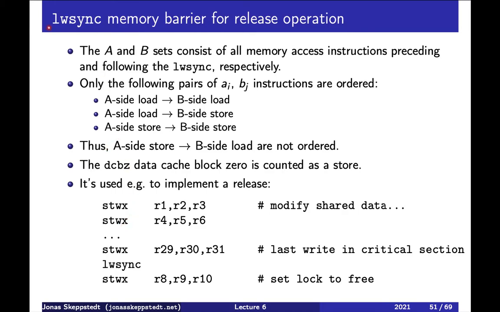A lightweight sync can be used for a release. These instructions are ordered, meaning in particular that no store after the lightweight sync is allowed to move to before the sync. So if we modify some shared data with just normal store instructions, store word X means that the address that should be modified is the sum of these two registers, and we want to store the data in register 1. I will obviously not ask anything about that on the exam, but this is just to explain the syntax of this assembly program.